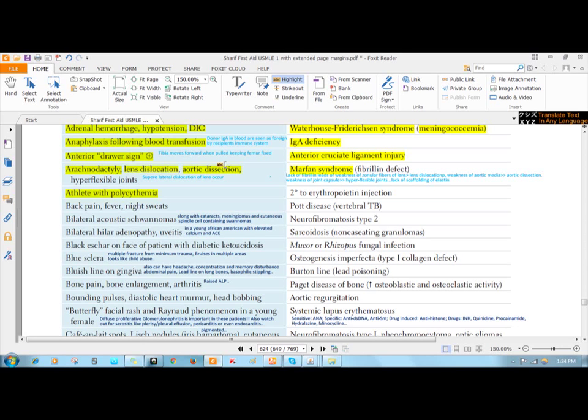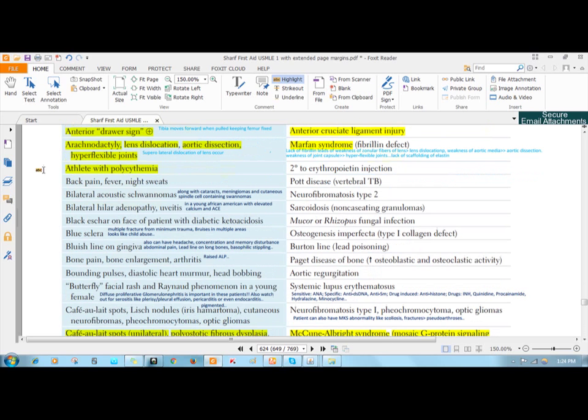And aortic dissection commonly presents with severe chest pain that radiates to the back, and you have hypotension and also tachycardia. And also you have hyperflexible joints, because if the fibrillin cannot protect the elastin, now elastin cannot work. So the joints will be very lax. So you lose the elasticity of the joint, simply saying that. Okay, so that's the Marfan syndrome.